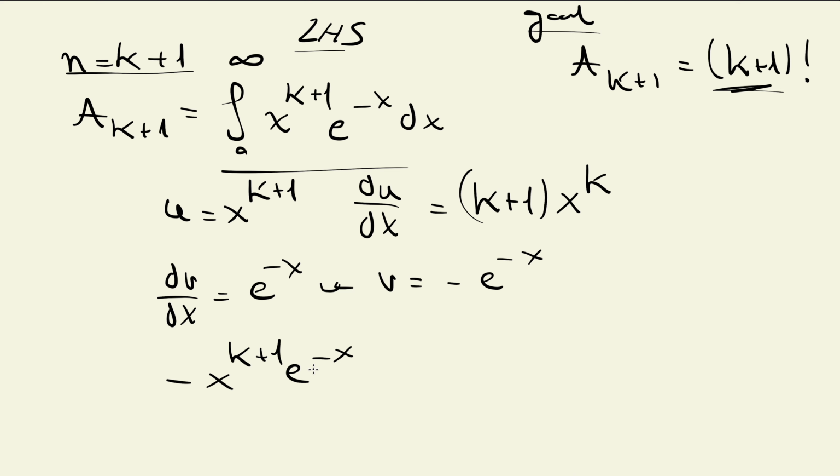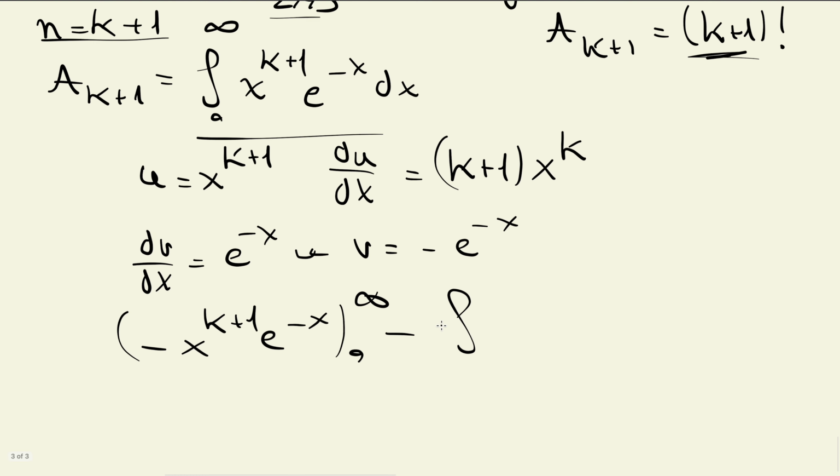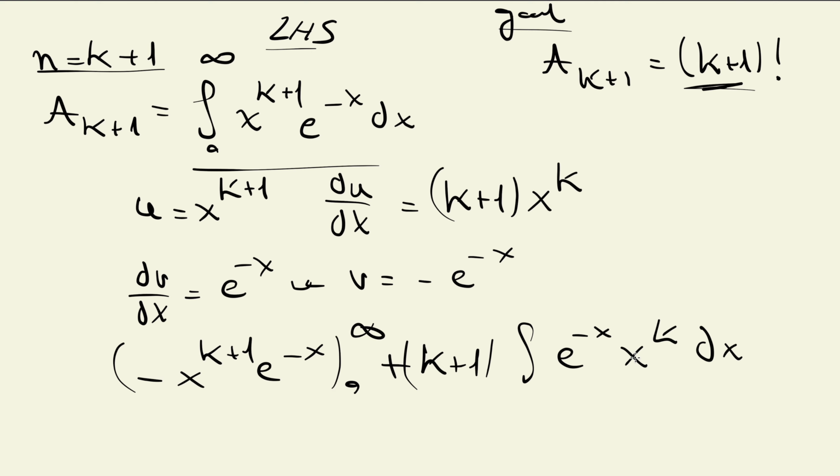Let me just check. Yeah, I'm doing this correctly. And so this will be from 0 to infinity, minus the integral of, so v, yeah, this will be plus, and then we have our du as k plus 1, so I'm gonna bring that out as well. So k plus 1, the integral of e to the power of negative x, x to the power of k dx, right?